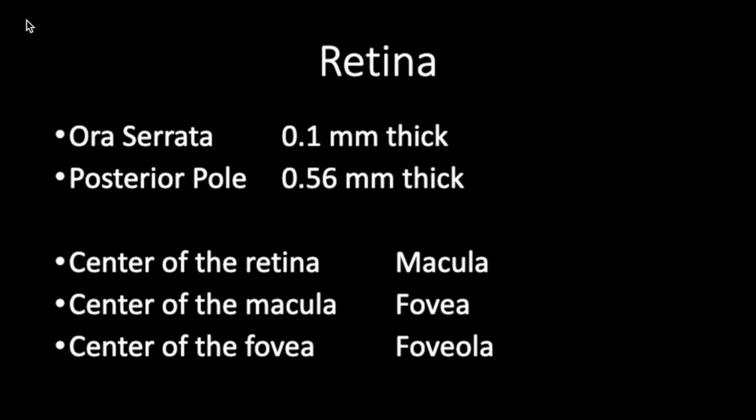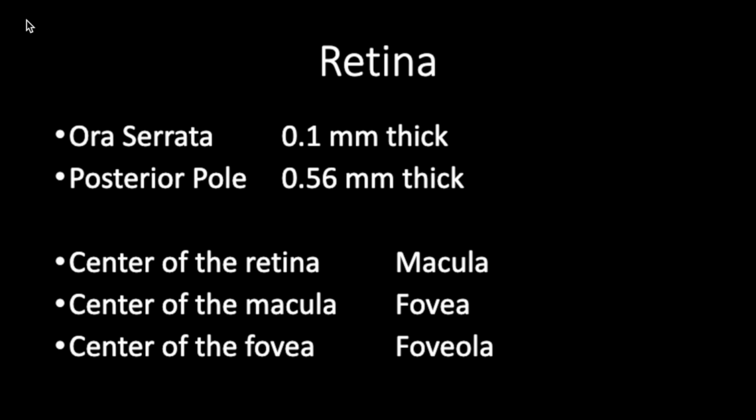Now, the center of the retina is called the macula. It's what you usually look for when you're doing a fundoscopy in your patient. The center of the macula is called the fovea. It's basically a small depression inside the macula. And at the center of the fovea is the foveola.